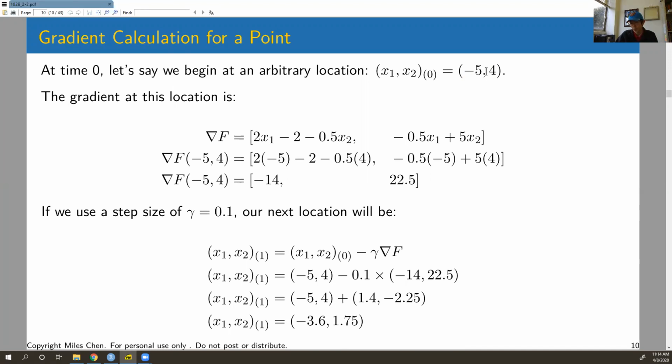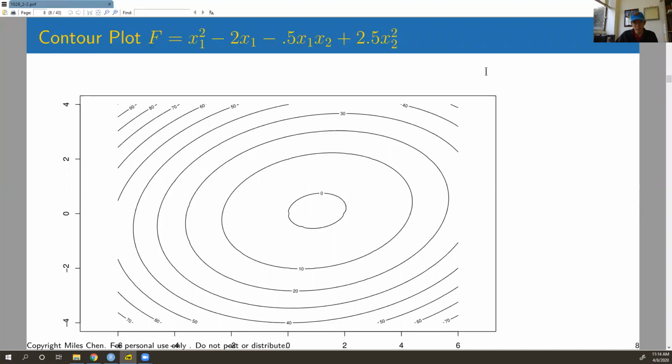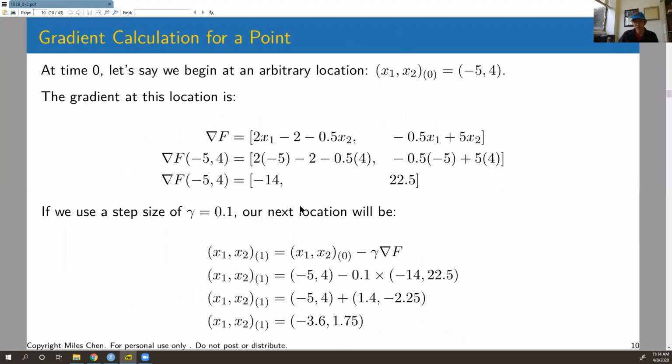-5, 4, all right? I'm going to start off at -5, 4, which is up here in this corner, and I'm going to try to end up down here. So this is what it looks like. The gradient at -5, 4 is the direction of steepest descent, and it is a two-dimensional vector, which says that it's going to be -14, 22.5.